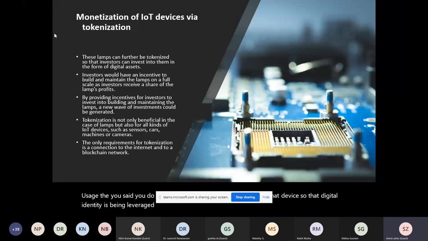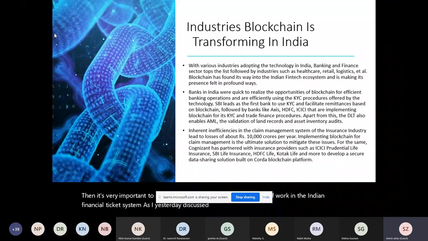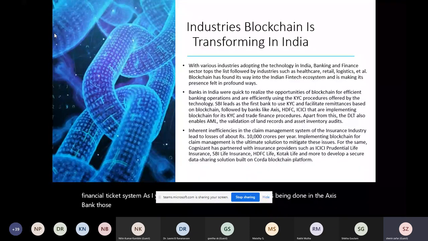Then it's very important to understand that India has already started a lot of work in the Indian financial tech system, as I discussed yesterday about the KYCs, which are being done in Axis Bank, HDFC, and State Bank of India. All have done it, and also in their life insurances, digital identity plays a very, very important role. I'll tell you about my current situation.